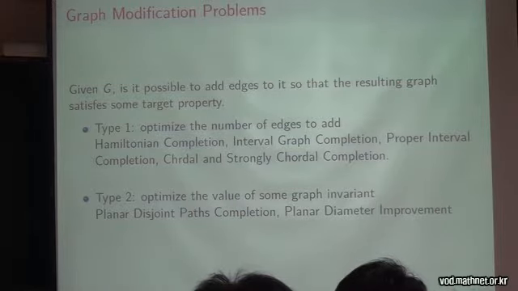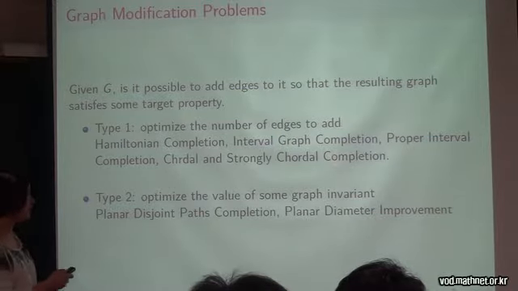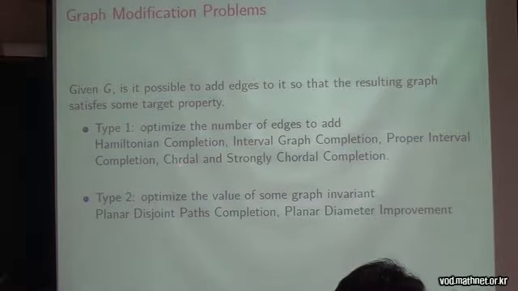So you can make many such problems. A typical form of this graph modification problem is as follows. Given a graph G, we ask whether it's possible to add edges so that the resulting graph satisfies a certain property. This certain property can be especially one of two types. We want to add edges so that the resulting graph has a Hamiltonian cycle, or it becomes an interval graph, or a proper interval graph, or you can make it become a chordal graph.